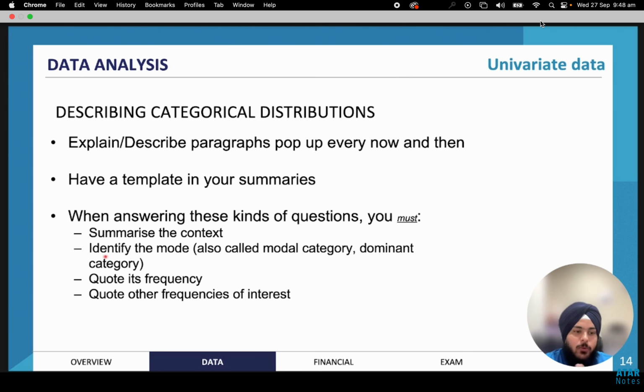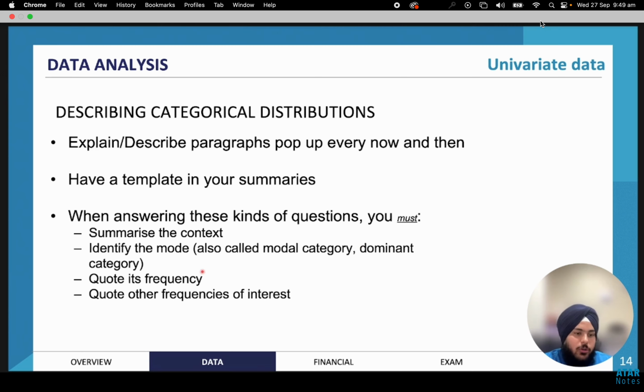And then the next step is to identify the mode or the modal category. So basically, which category has the highest frequency? For example, in the previous slide, we looked at the frequency of pets at home, and we could tell that the modal category was dogs. So we would say that dogs were the modal category, and also quote the frequency as well. So 138 people have dogs at home, etc.